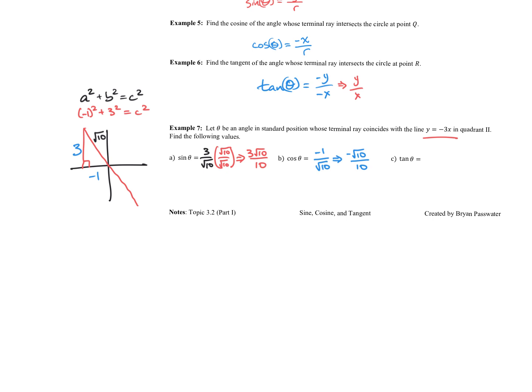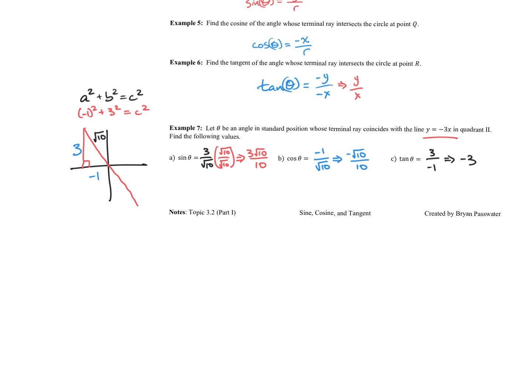All right, and now tangent. And so tangent of theta. And so tangent is what? My opposite over the adjacent. And so my opposite is what? 3 over my adjacent of negative 1, which simplifies to negative 3.